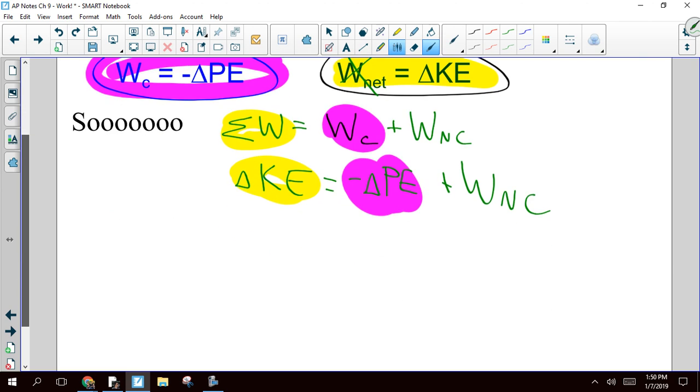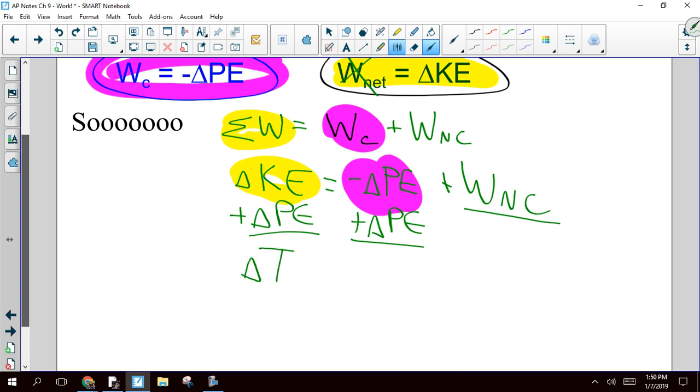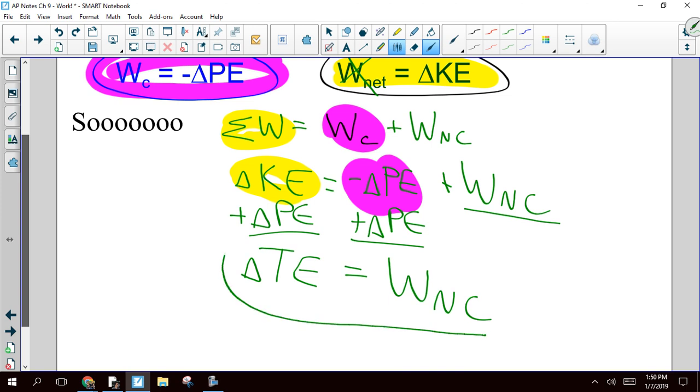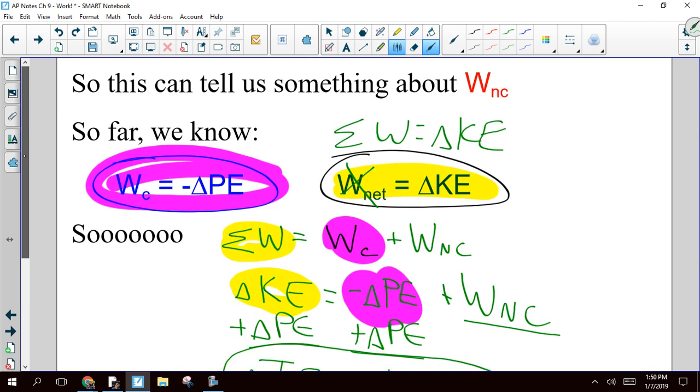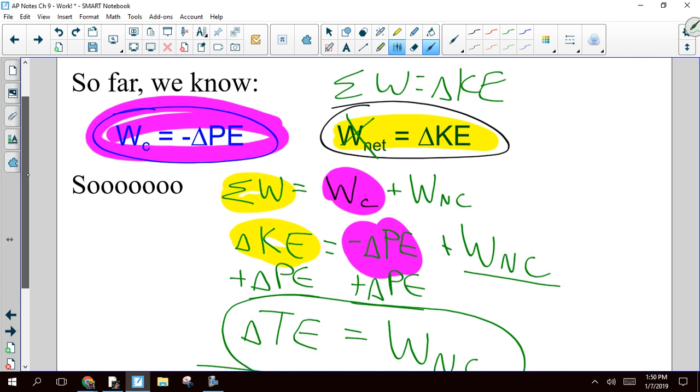All right, well, let's solve for this. To solve for that, I'm just going to add my change in PE to both sides. Well, kinetic energy and potential energy, that's total energy. That's equal to the work done by non-conservative forces. Okay? So this whole chapter, or definitely the first couple parts of it, is really going to revolve around the stuff on this screen right here.